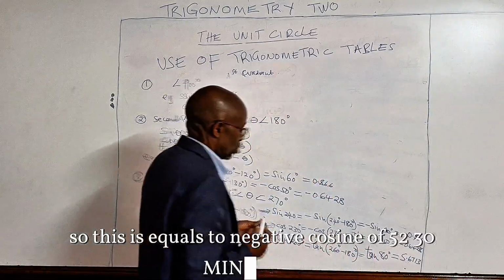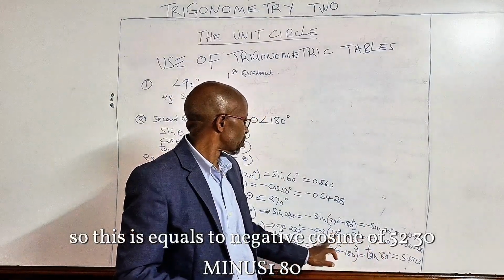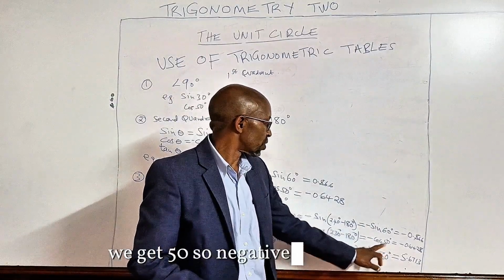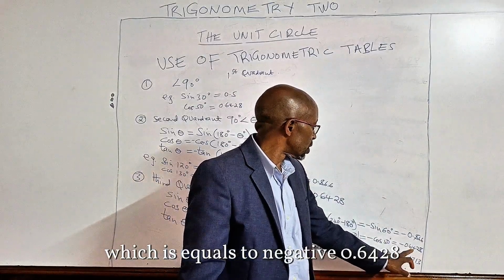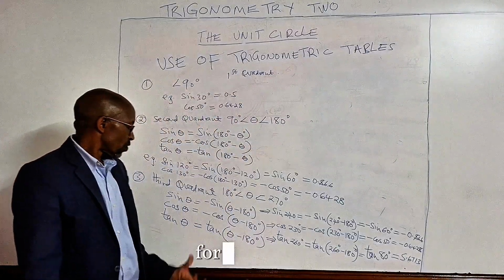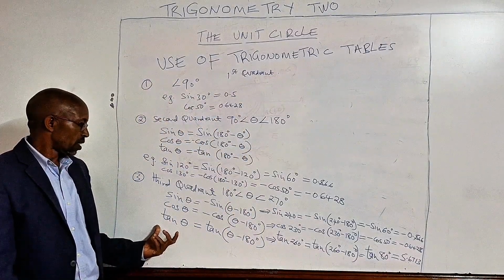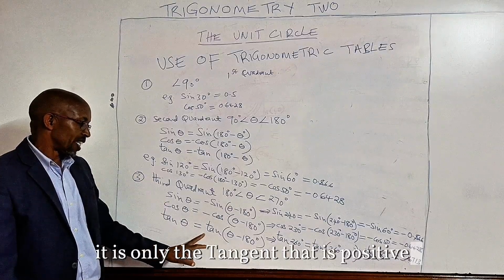So this is equal to negative cosine of 50. 230 minus 180, we get 50. So negative cosine of 50, which is equal to negative 0.6428. For the tangent, tan theta, in the third quadrant, it is only the tangent that is positive.